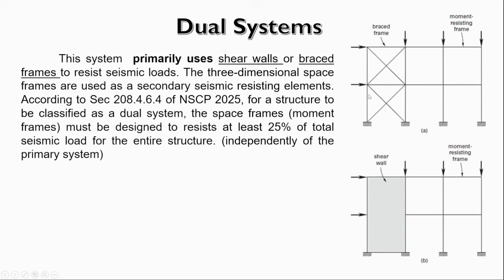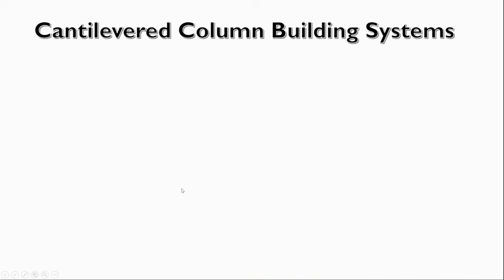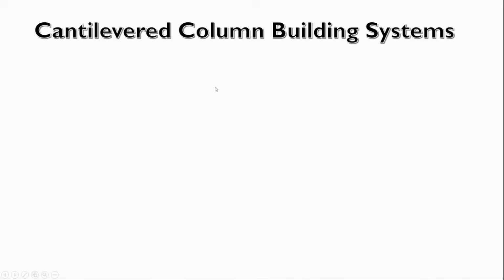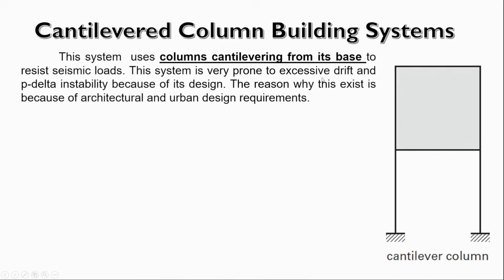Okay, let's see some pictures here. As you can see here, moment resisting frame, then brace frame, then moment resisting frame, then shear wall. And these are some examples. So let's continue to the final seismic resisting system, that is the cantilevered column building system. What is this cantilevered column building system? As you can see here, the main resisting force is columns or large columns cantilevering from its base.